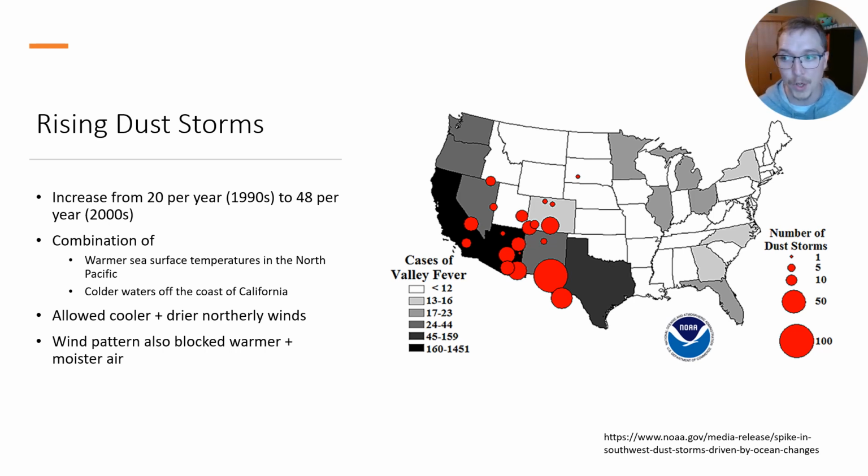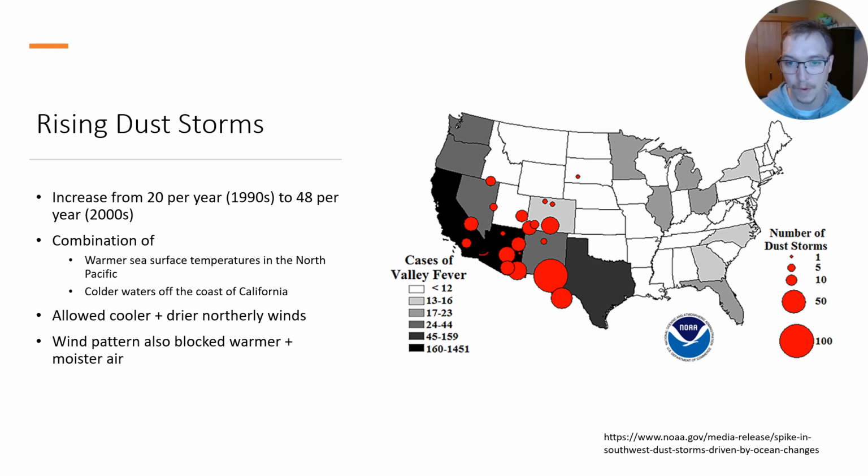Researchers found a combination of warmer sea surface temperatures in the North Pacific during the 2000s than during the 1990s, along with colder waters off the California coast. This allowed for cooler and drier northerly winds from the North Pacific into the southwestern US, helping to dry out the soil. Wind patterns also blocked warmer, moister air from the tropical Pacific. This contributed to increased dust storms in every season except summer, when plant cover and soil moisture were at their peak.